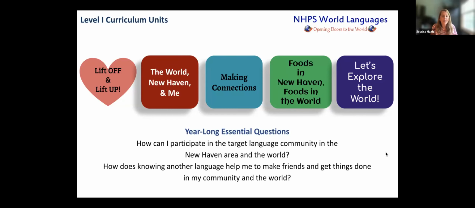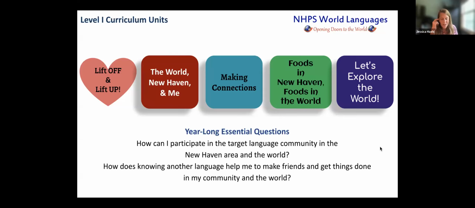And then we came up with these year-long essential questions. How can I participate in the target language community in New Haven and the world? How does knowing another language help me to make friends and get things done in my community and the world? And remember, this is only level 1. This isn't all our units.